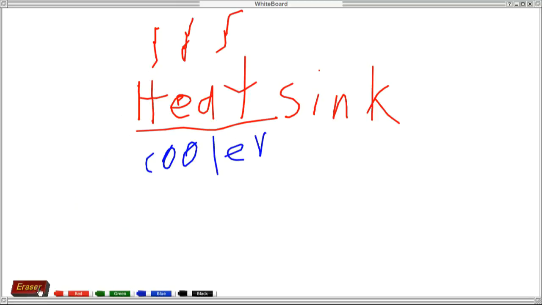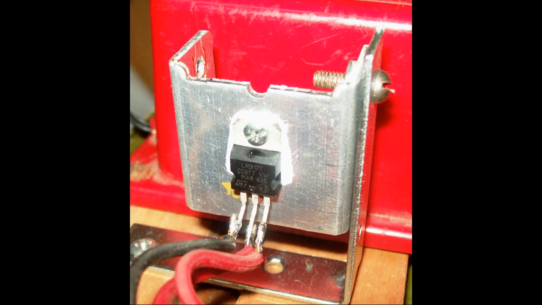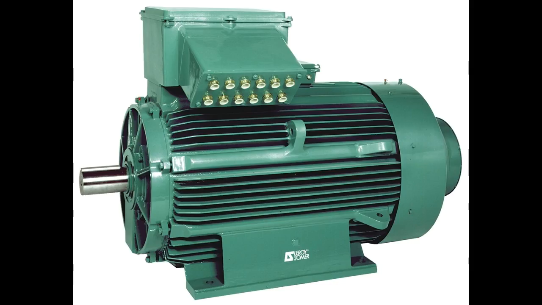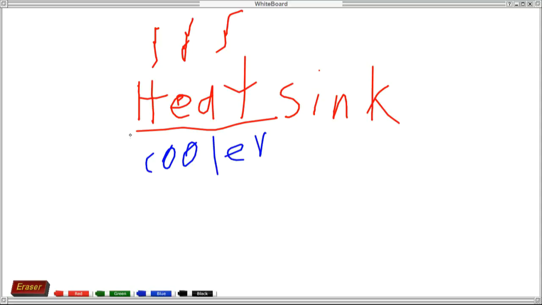So why would you want to keep something cool? Mainly, these are used for, let's say, for example, your computer. They have heat sinks. Also, heat sinks for voltage regulators, or heat sinks for industrial motors. Okay, those are what heat sinks are for.